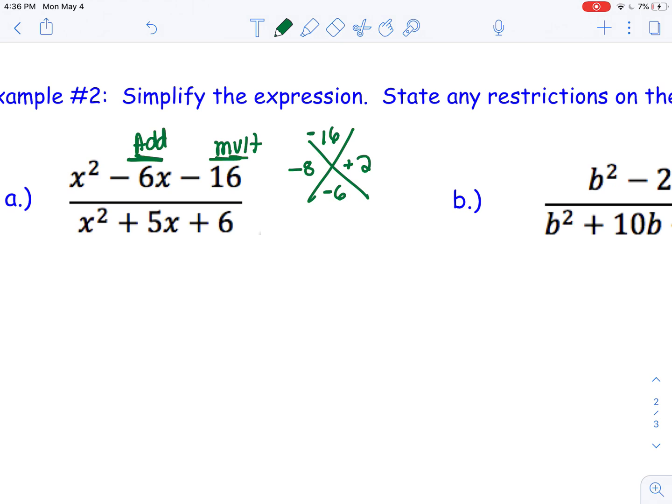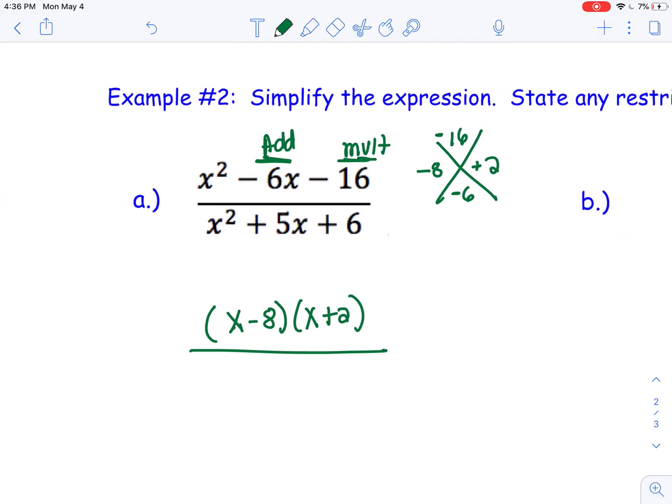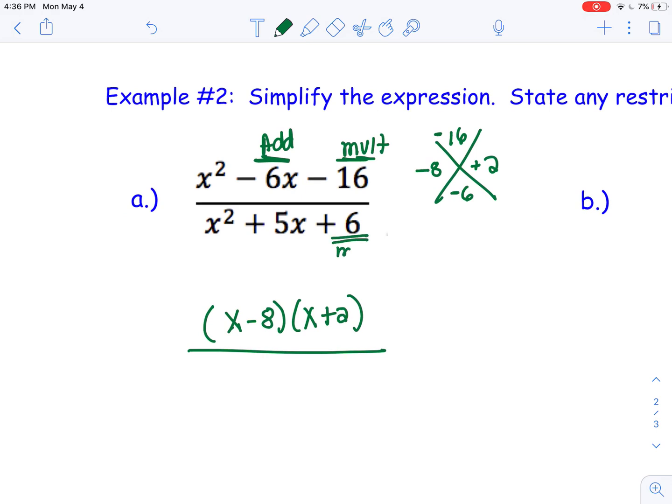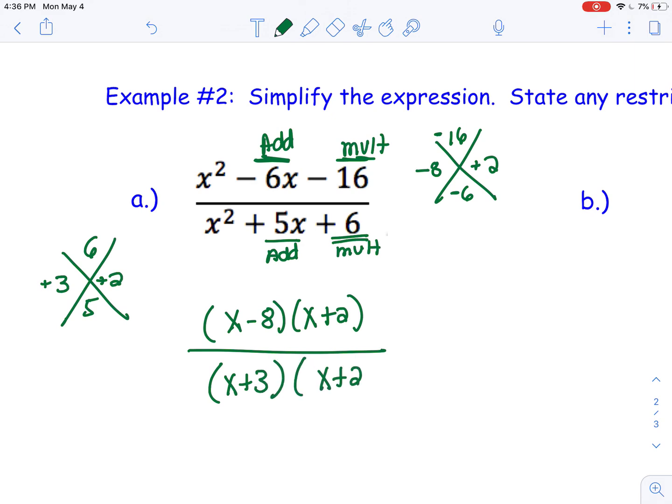So I can factor the top. It's going to be x minus 8, x plus 2. On the bottom, we want to say what multiplies to 6 and adds to 5. Same thing here. What multiplies to 6, adds to 5. That's going to be a positive 3 and a positive 2. 3 times 2 gives me 6. 3 plus 2 gives me 5. So I get x plus 3, x plus 2.